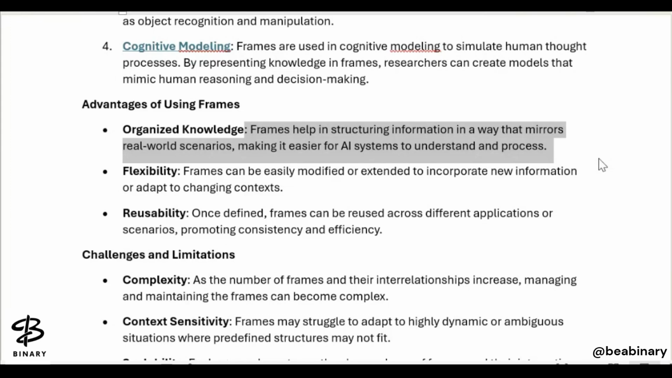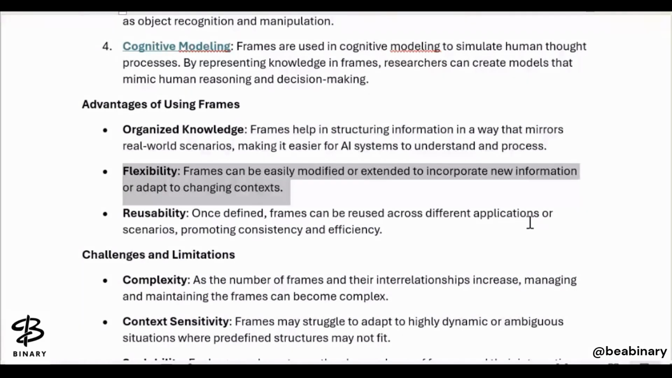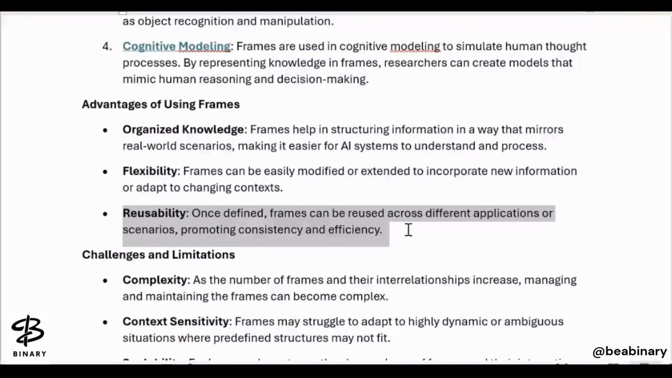Then we are talking about flexibility. Frames can be easily modified or extended because we are talking about the modular structure or object orientation here. So we can easily modify or extend a particular function, method, procedure, or module. So frames can be easily modified or extended to incorporate new information or adapt to the changing context. Another advantage is reusability. Once defined, frames can be reused across different applications or scenarios, promoting consistency and efficiency, right?